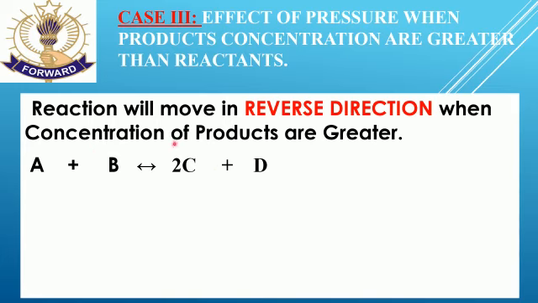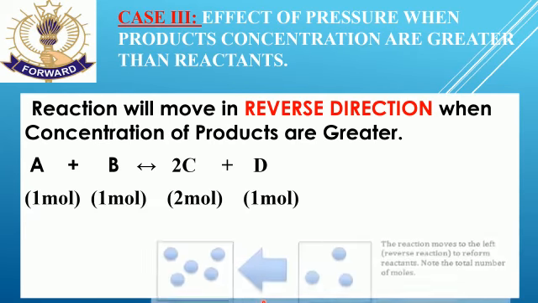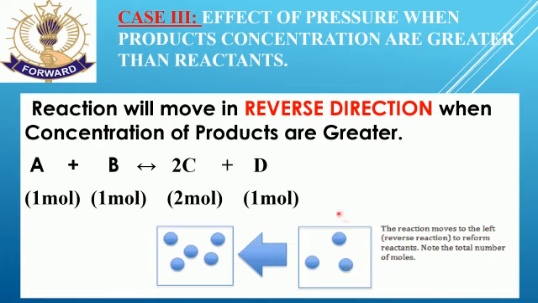So by applying the pressure, the reactant will go in the lower concentration, that is, it will move towards the reverse direction. As you can see in the diagram, by applying the pressure, the reaction will move in the reverse direction and more concentration of the product will start forming.